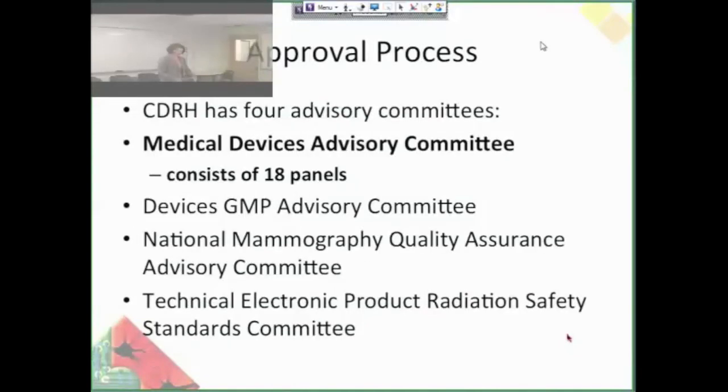So you amass all this data, you did all these clinical trials, it took you 10 to 15 years and hundreds of thousands of dollars, and now you submit your package to the FDA. So what does the FDA do? Well, the Center for Devices and Radiological Health has 4 advisory committees, the Medical Devices Advisory Committee, GMP, they also regulate mammography and radiation products. For our purposes, we're talking about the Medical Devices Advisory Committee, and that consists of 18 expert advisory panels.